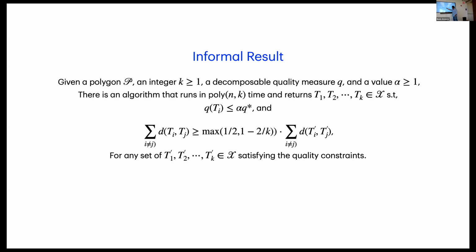And notice that this is for the sum version. For the min version, we don't get a result, and I'll mention why the min is actually harder than the sum. Any questions about this result? Okay.